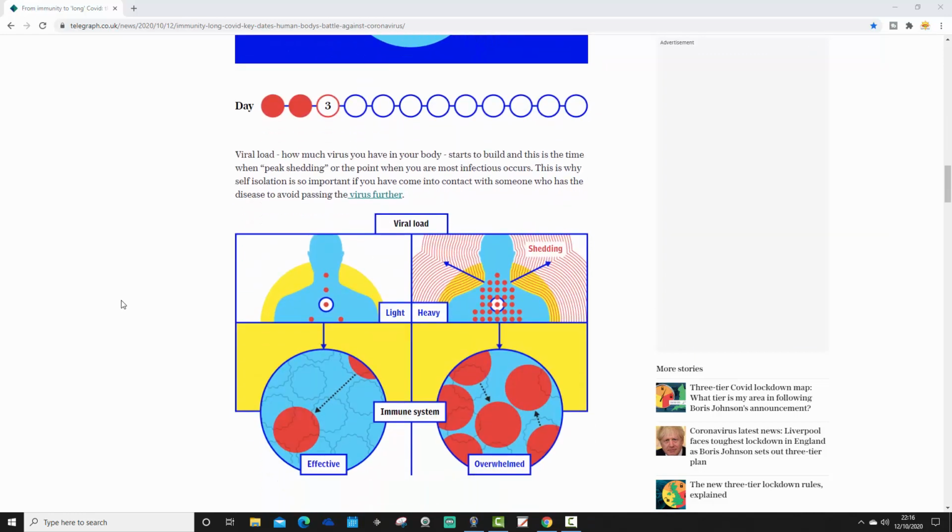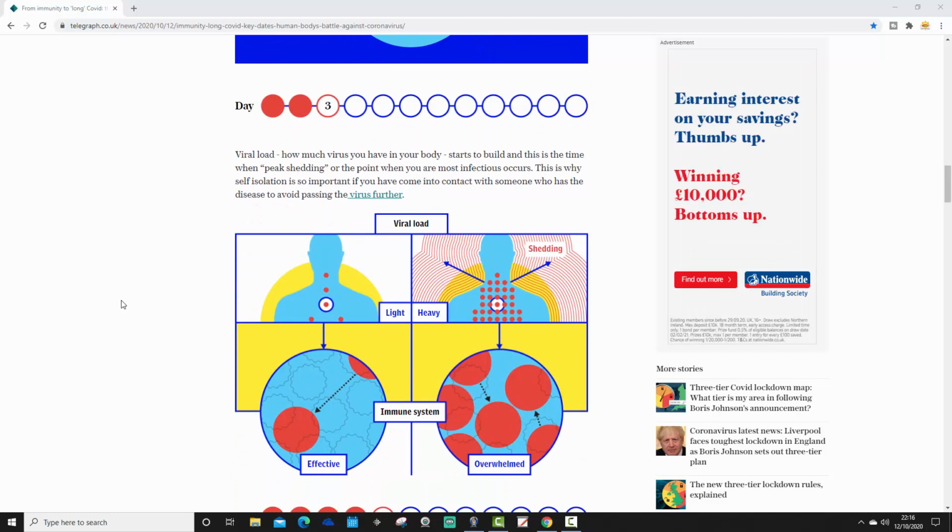Right, day three. This is day three of the infection. Viral load, how much virus you have in your body, starts to build, and this is the time when peak shedding, or the point where you are most infectious, occurs. This is why self-isolation is so important if you have come into contact with someone who has had or has the disease, to avoid passing the virus further.